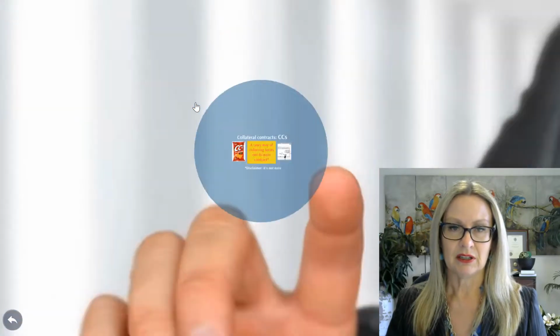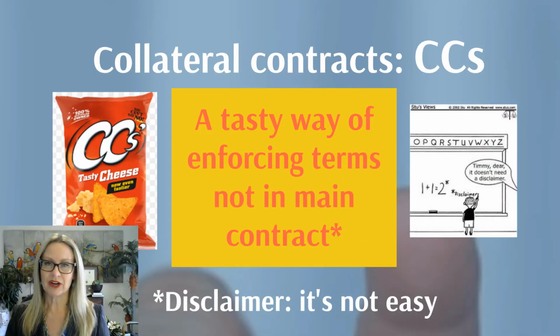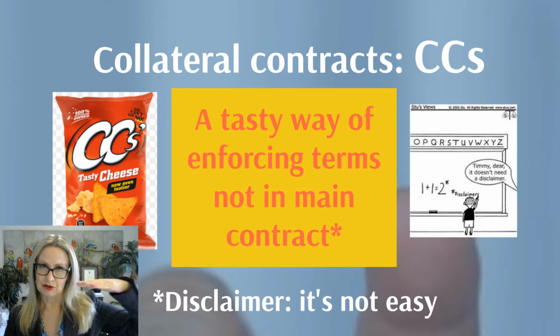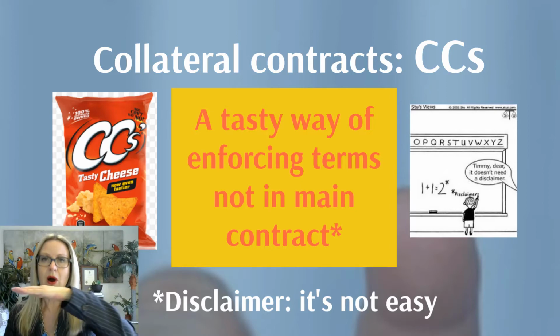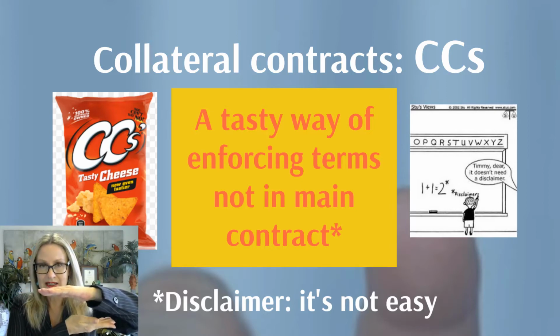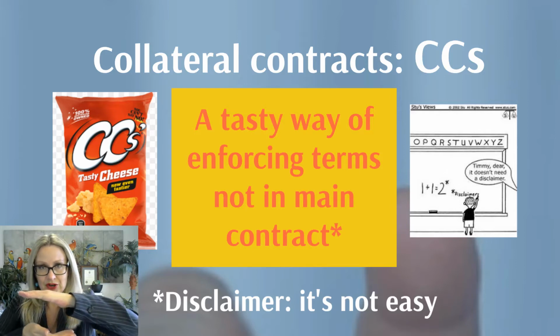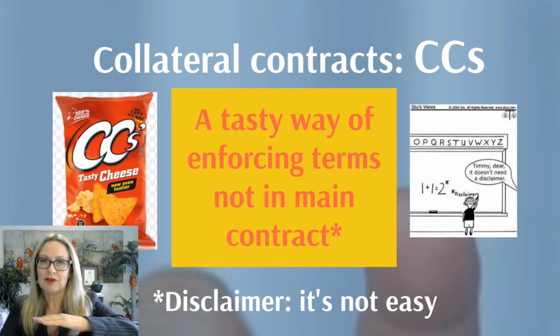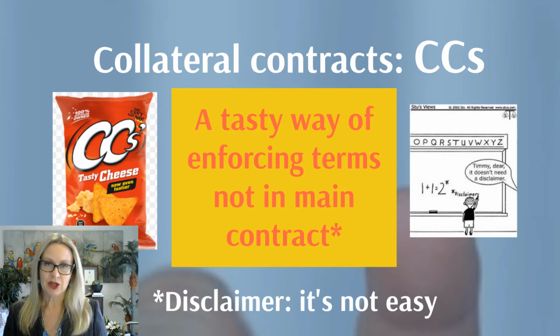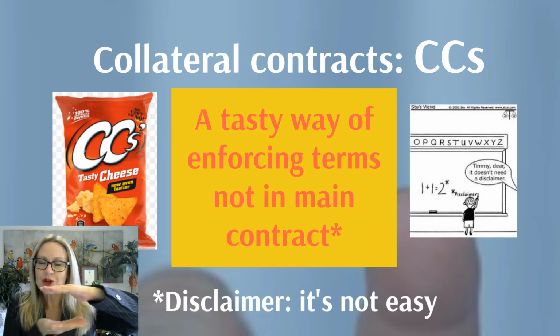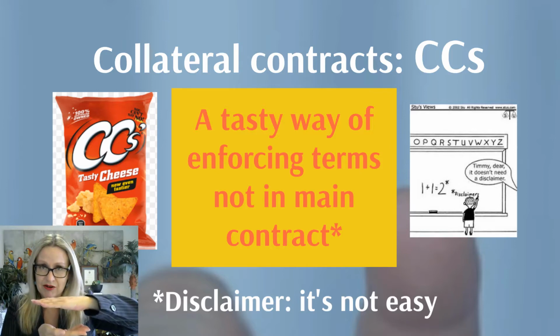Now, collateral contracts. In the first video I said that the main contract might be ticking along quite nicely, and then all of a sudden one of the parties says, hang on a minute, there's this other collateral contract that floats alongside the main contract and qualifies it in some way. It is just another way for a party to try and have a term enforced. So collateral contracts are one of the labels applied to terms that are outside of what looks like the parties' main bargain, but nevertheless are enforceable.